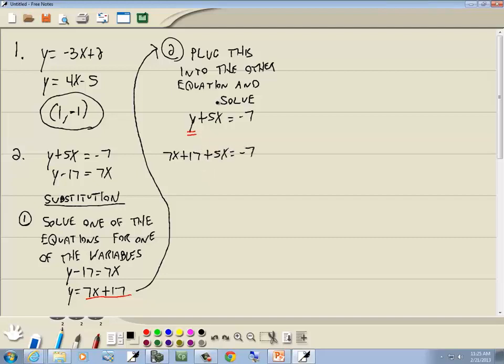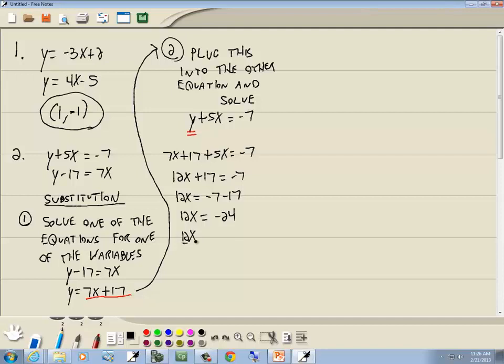Now you always want to plug it into the other equation. You never want to plug it into the equation you're just working with, because you always get weird results then. And now we want to solve. 7x plus 5x gives us 12x, plus 17 equals negative 7. Take 17 over, it becomes a negative 17. This is just linear equations. Negative 7 minus 17 is negative 24.